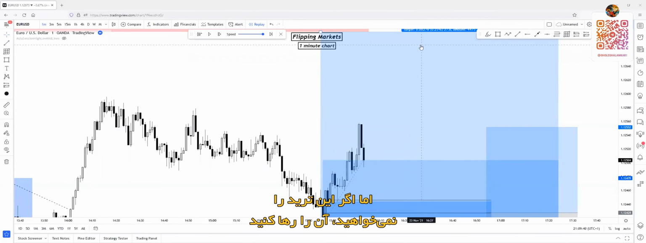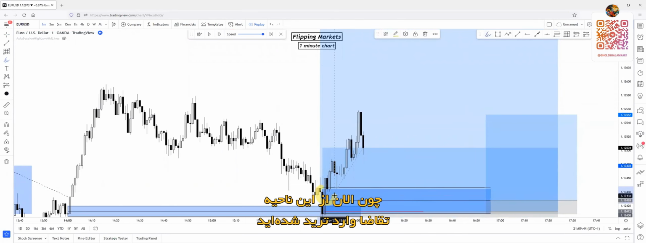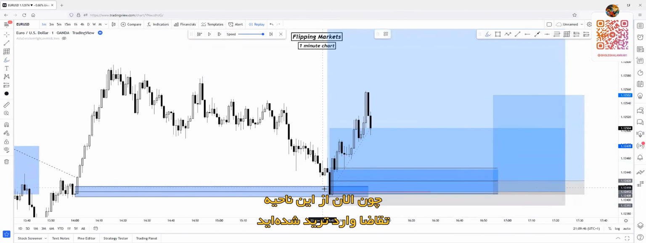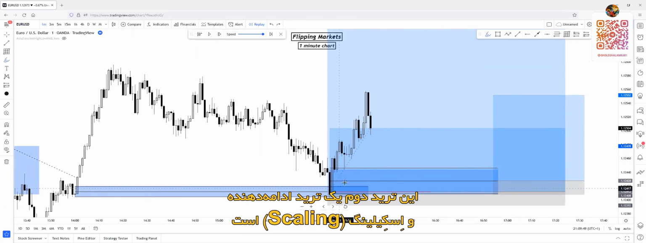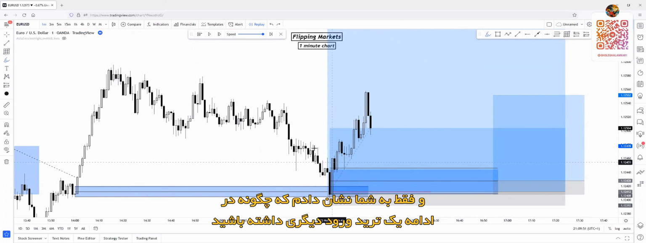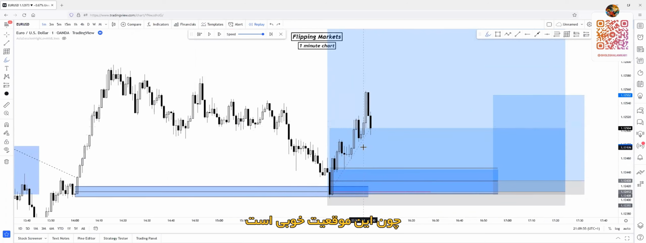So if you'd like to skip on this trade, you can actually do that because you are already in a trade from this point, from this demand zone. This is just a continuation trade. This is a scaling trade. I'm just showing you that you can scale in a trade right here because it's actually perfect.